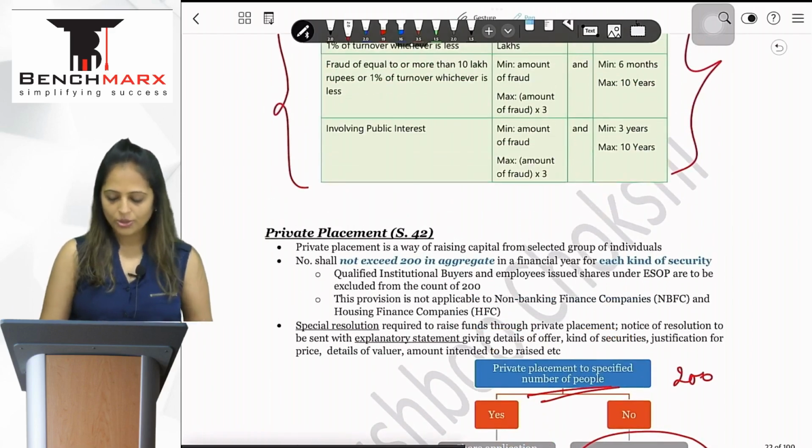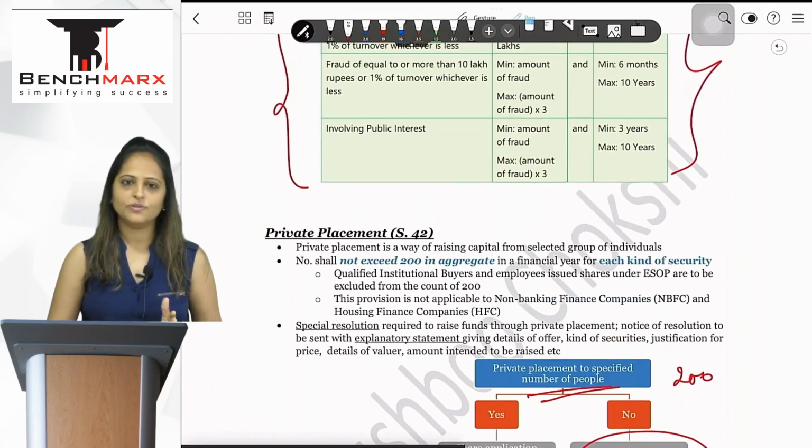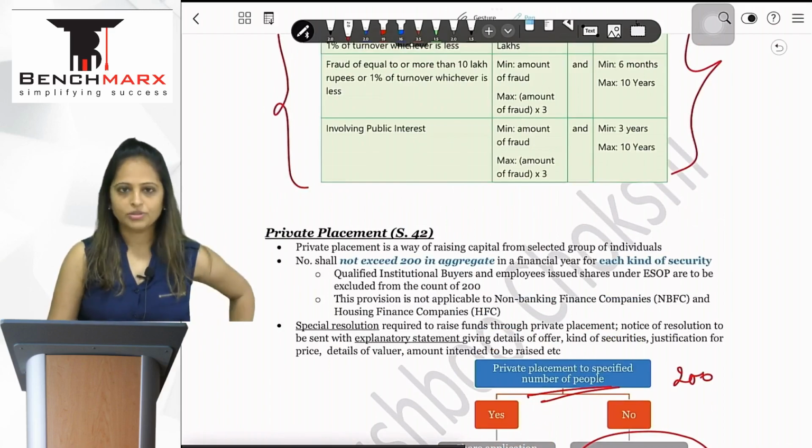So this is all about your prospectus, public and private issue of securities, and I hope this was helpful.